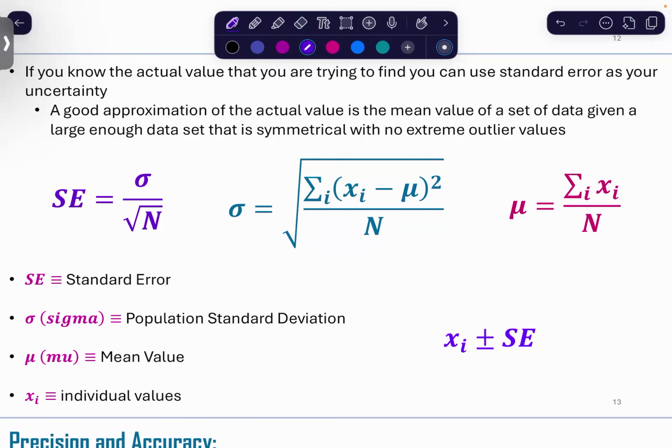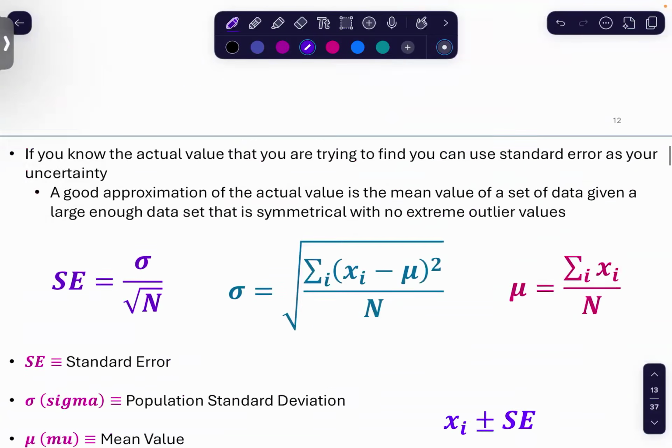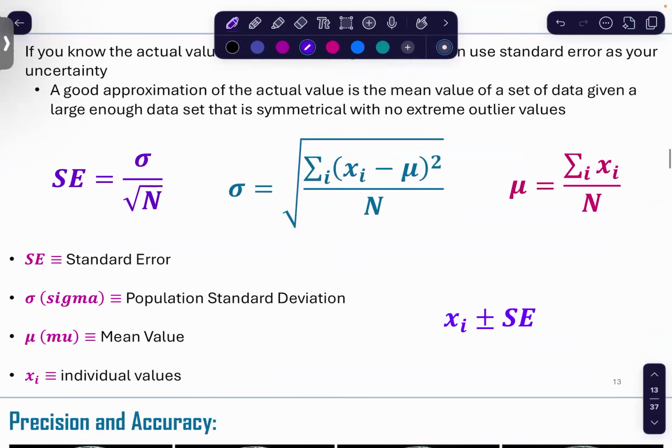Standard error would come in when you start having more complex systems of data. So again, up here, you have each one of your x sub i's. Your standard error would be your x sub i plus or minus your standard error. So you have a couple of values here. First off, there's the formula for mean value. We did that above.